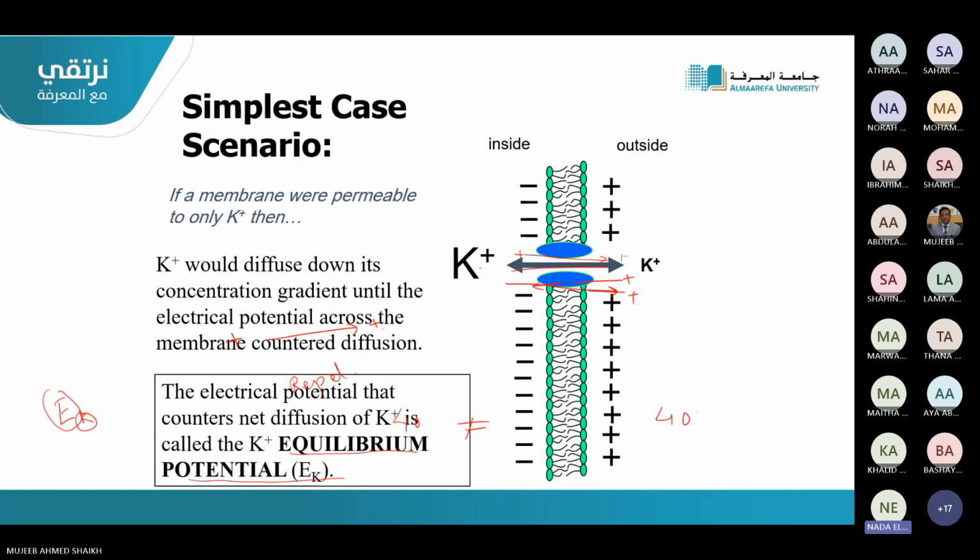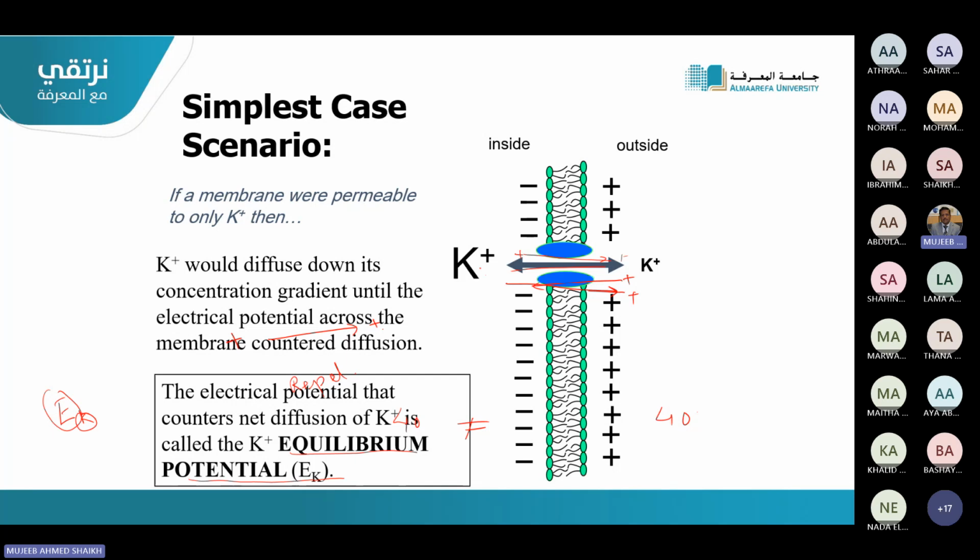Okay. Doctor, when does this case happen? When does this case happen? We are assuming; this is not actually happening. This is our theory, our assumption, that if there are only potassium ions, then they will move from the higher side to the lower side. A point will come when both sides become equal. At this point, the equilibrium potential will be achieved, and there will be no net movement.